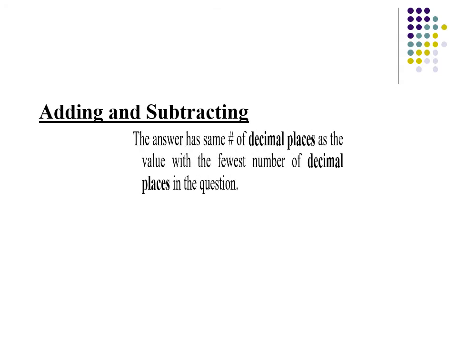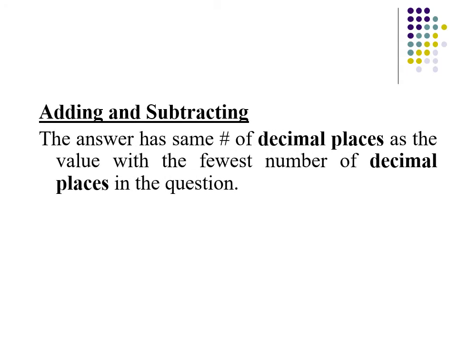When you're adding and subtracting, we tend not to do a lot of this, but for molar masses we'll be doing it. It is going to be actually the number of decimal places. Whichever one has the fewest number of decimal places, that's the amount of decimal places you're going to be answering in.